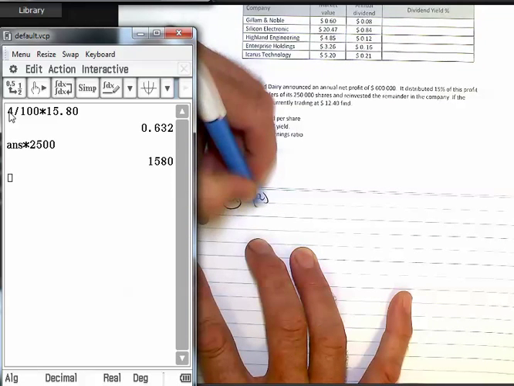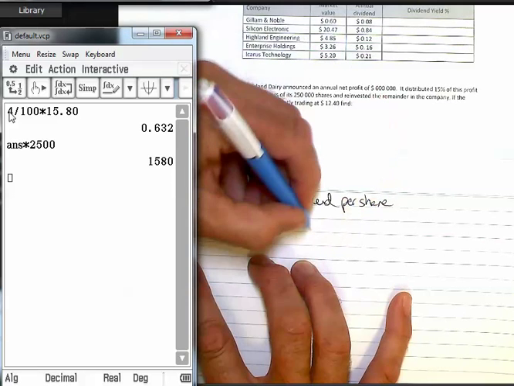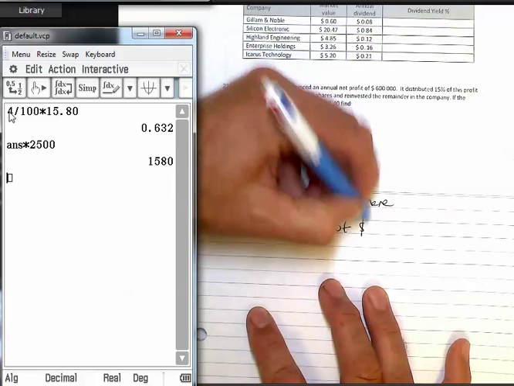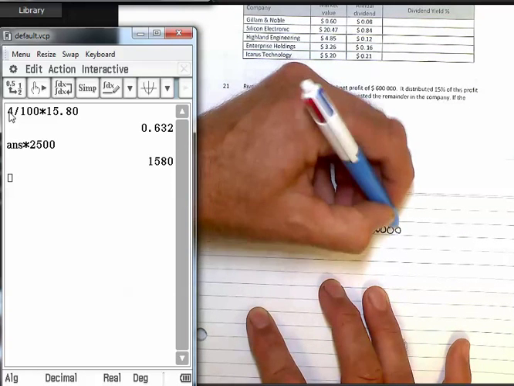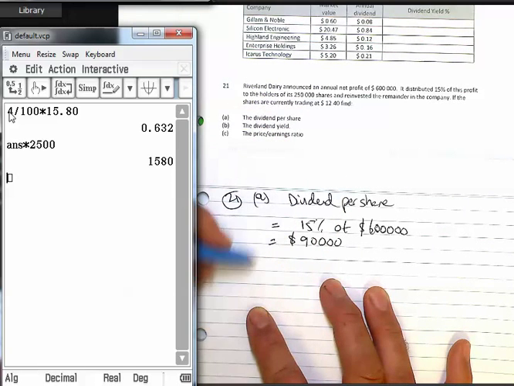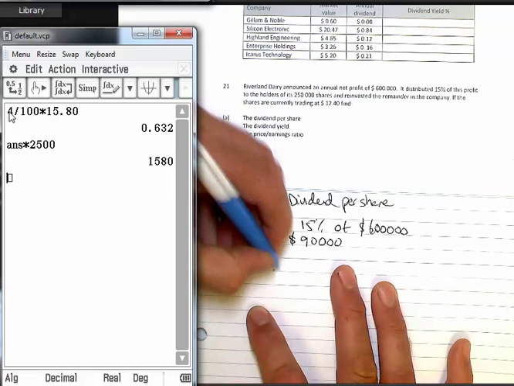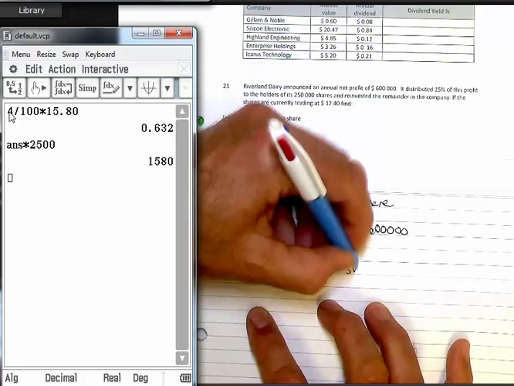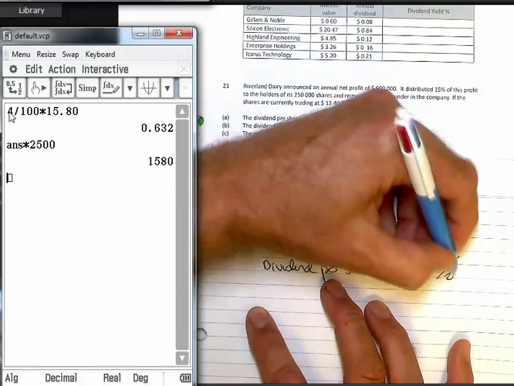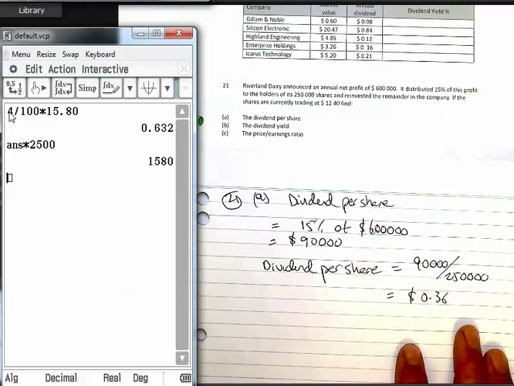So dividend per share, well, 15% of the $600,000 is the total amount the company's paying out. And that will give $90,000 in total. Now, if they have 250,000 shares, the dividend per share is equal to 90,000 divided by the 250,000. In other words, 36 cents per share.